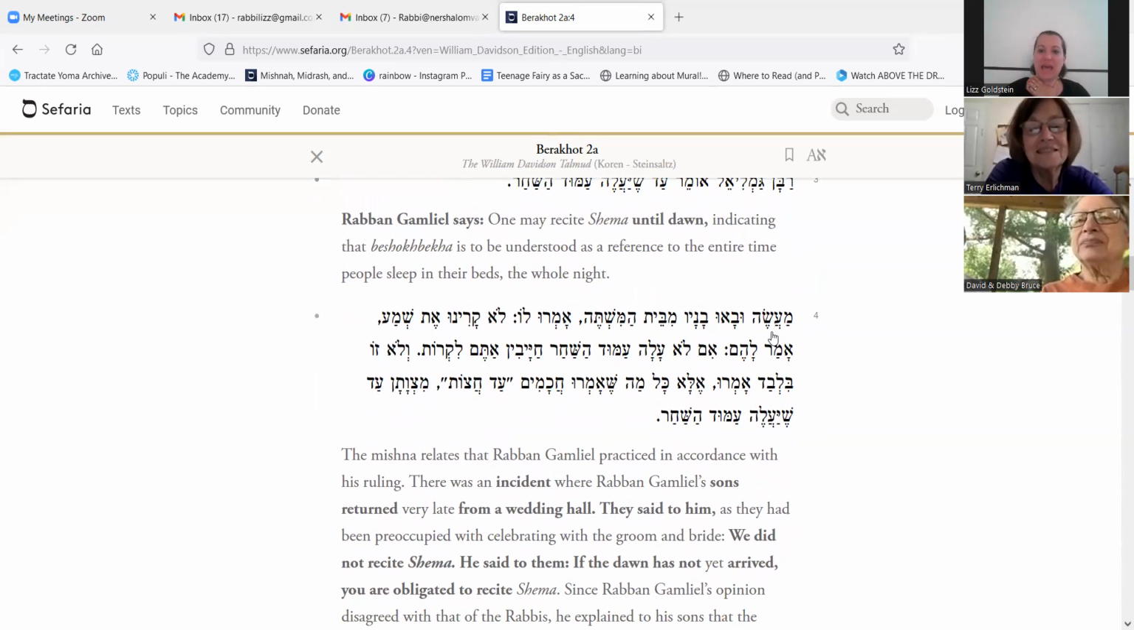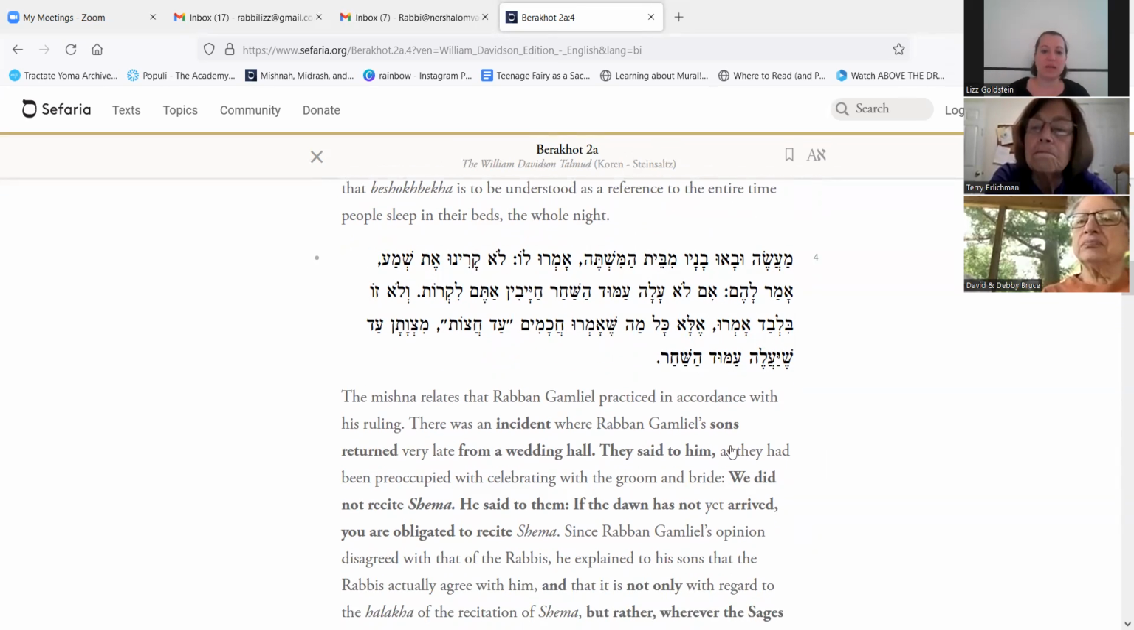Okay. Ma'aseh means there's a story here, an introduction: it happened. Vanav mi beit ha-mishteh omru lo karinu et shma. So Rabban Gamliel's sons, it literally says, it happened that his sons were out late at a party, a wedding hall, mishteh, but this is actually a drinking hall, but okay. We can assume they were drinking for a celebration. And they said to him, we did not recite the Shema. We forgot to say it.